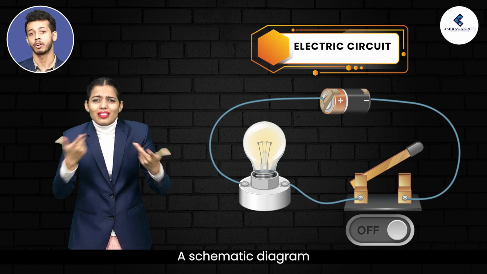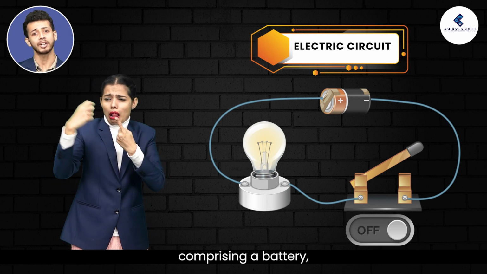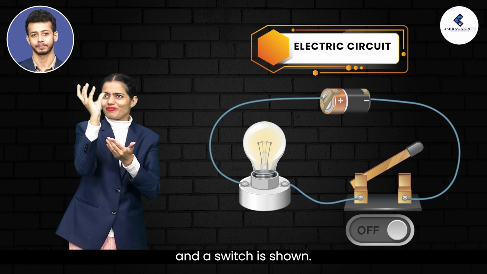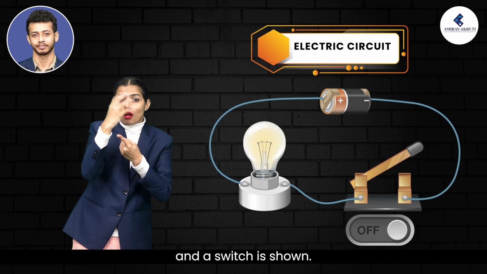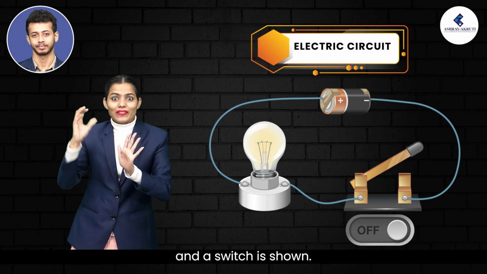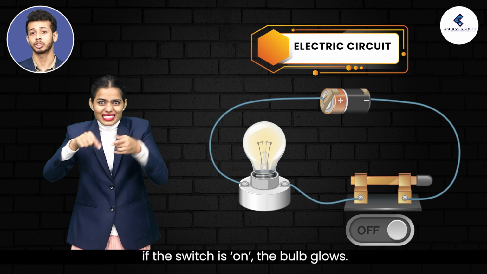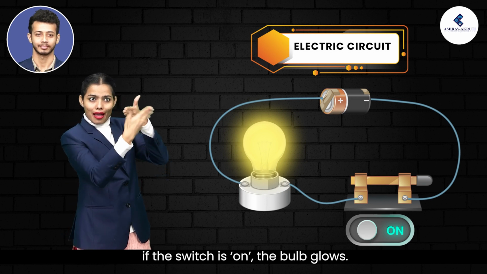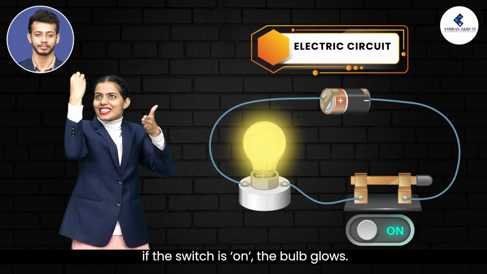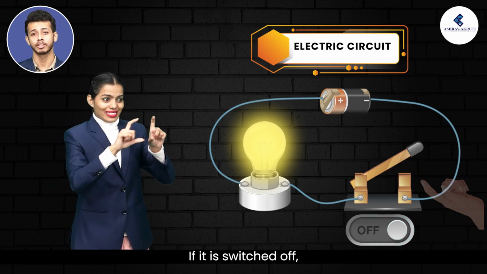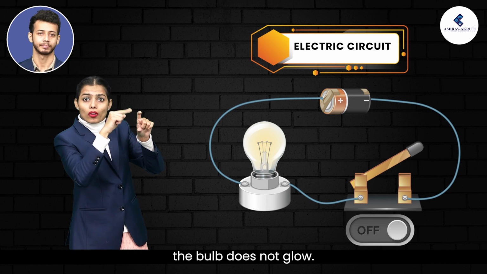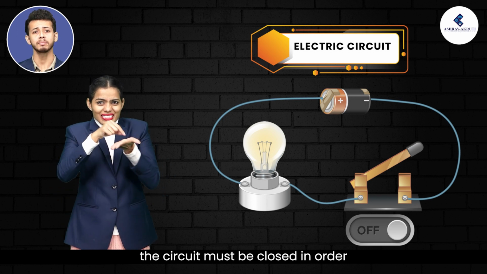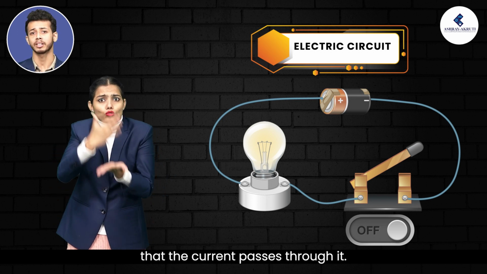A schematic diagram of an electric circuit comprising a battery, an electric bulb and a switch is shown. In this circuit, if the switch is on, the bulb glows. If it is switched off, the bulb does not glow. Therefore, the circuit must be closed in order that the current passes through it.